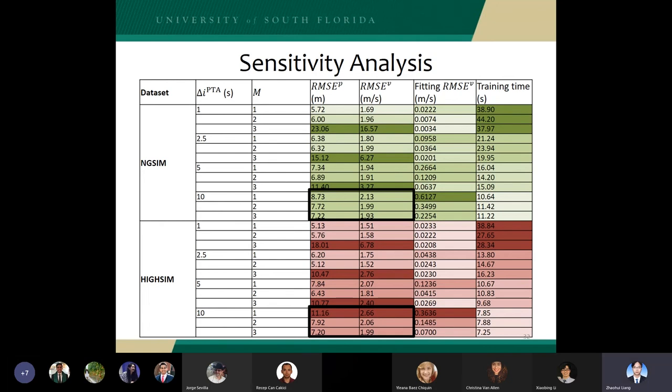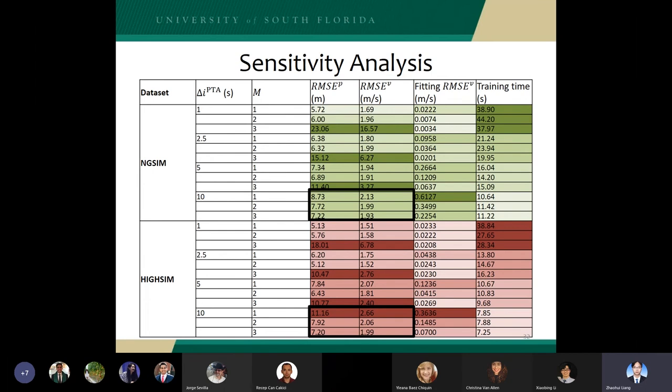Actually, similar results happen in the PFA model. I didn't put the results here, but you can imagine that they have similar results.